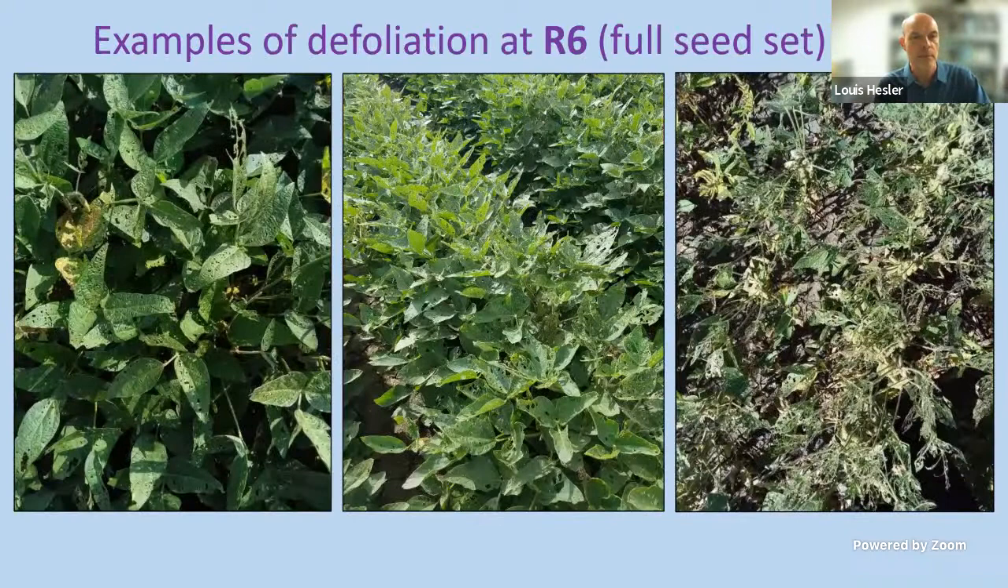I'll show you some examples of defoliation at the R6 or the maturing pod stage, full seed set of soybeans. You have three different levels of defoliation shown here, and I'll just give you a minute to maybe estimate what the percentage defoliation in each of those situations is for those three pictures. So what do you see on the left? What do you see in the center? And what do you see on the right in terms of percentage defoliation?